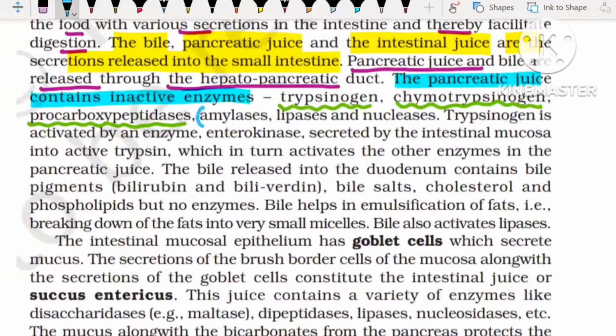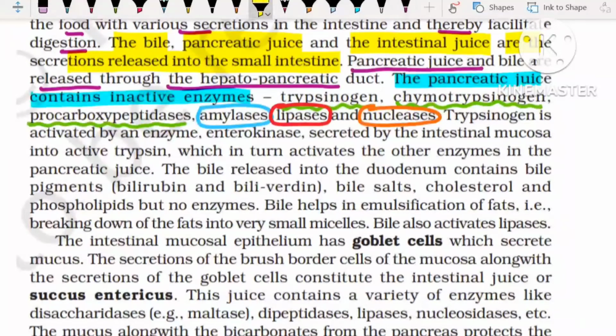It contains amylase to break down the carbohydrate. It contains lipase to break down the lipid. It contains nuclease to break down the nucleic acid. So list of the enzyme already I've shown you, but here also NCERT line I'm trying to match you.